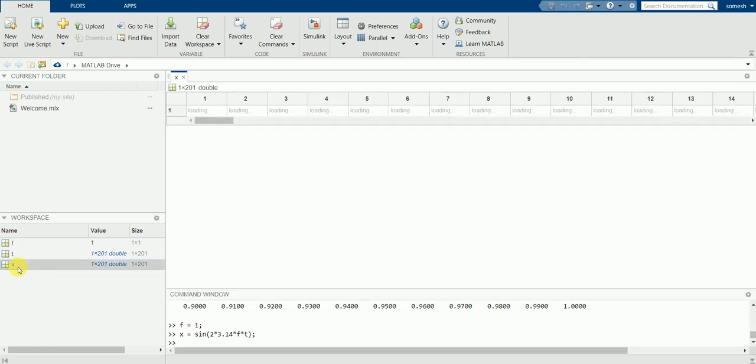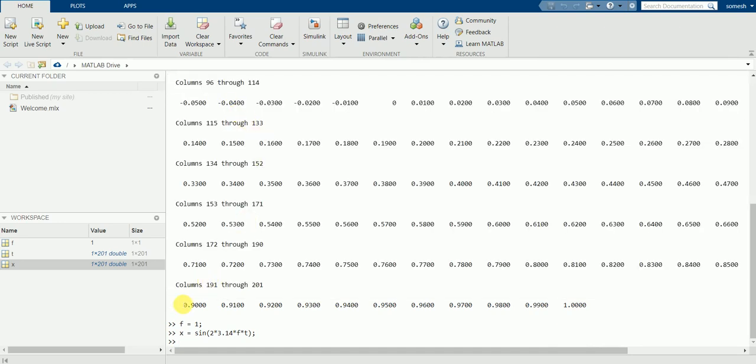By double clicking on the x value, we'll get all the sets of values. We had 201 time values, and similarly for different t values we have different x values. At the first time position, x is equal to 0.0032. So all the 201 values are getting generated. It's done.